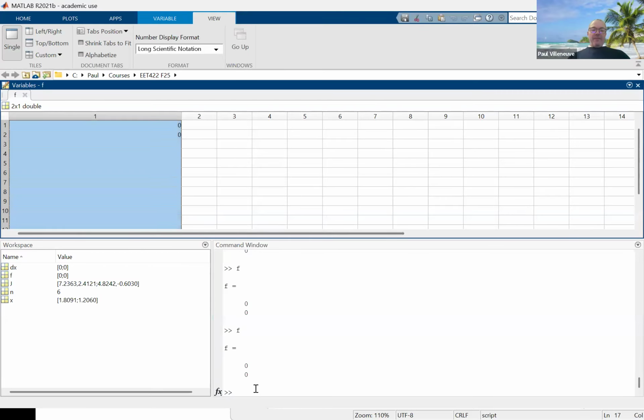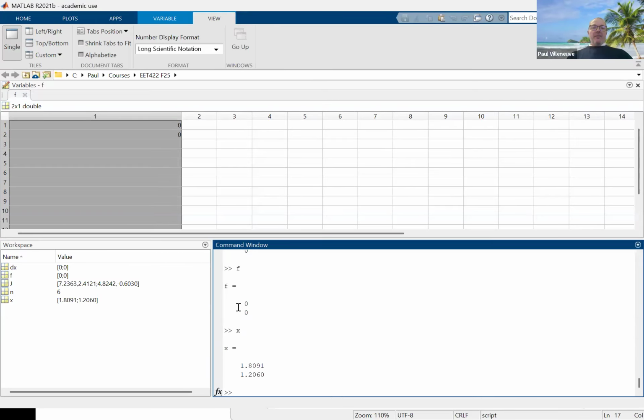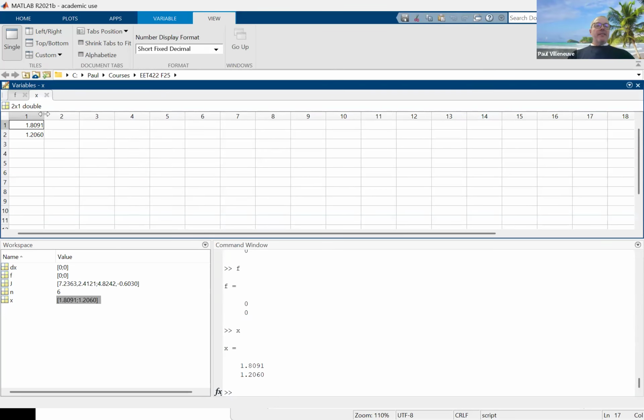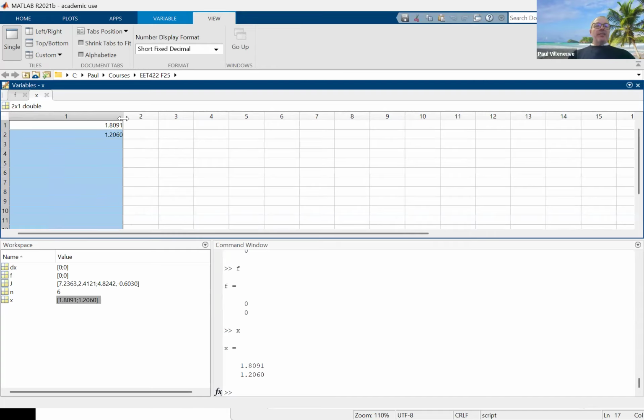My X value. So let's click on X. And we'll change this to long decimal, so that's your X value, all those numbers. Now, clearly, I wouldn't expect you or anybody to do this to get that level of precision because it's only so accurate based on the input data, but those are your final answers. 1.809, and so on, and 1.206, and so on.